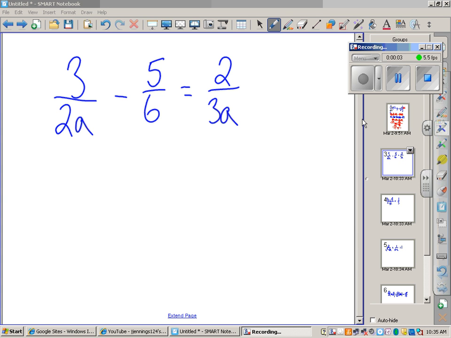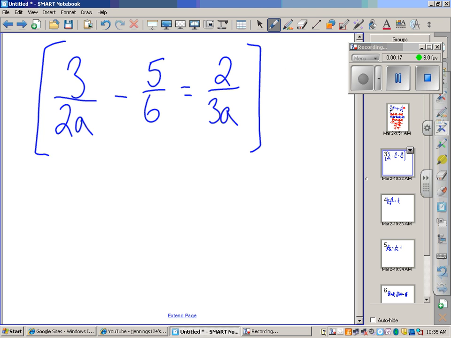Hello class, today we're going to talk about solving fractional equations. The difference of this lesson and the previous lesson is that now you're going to have variables in the denominator. You might remember back to earlier in the year where we talked about restricted values. You don't have to state the restrictions in this problem, but you have to be careful of them.